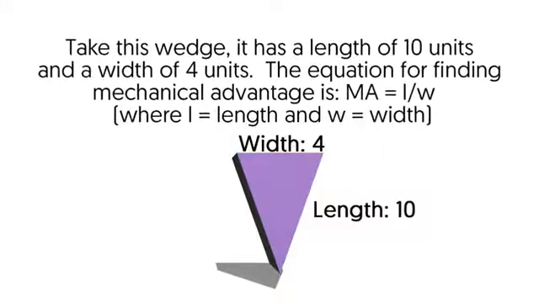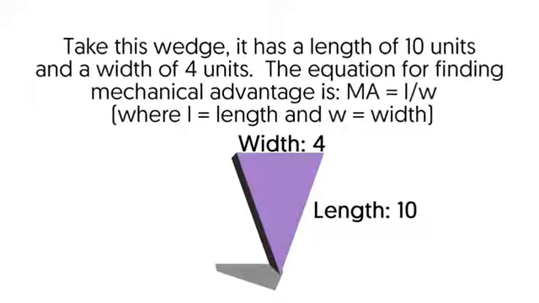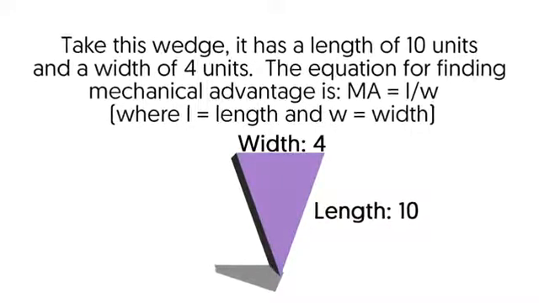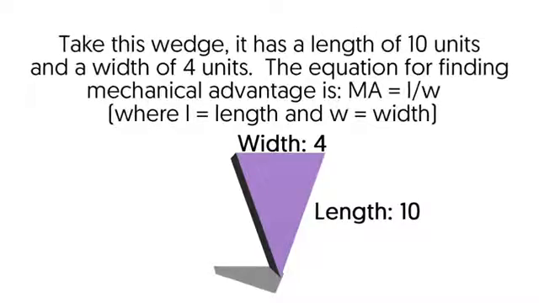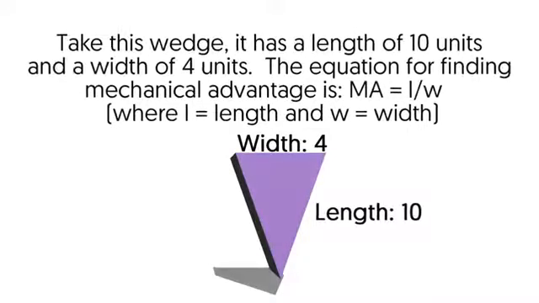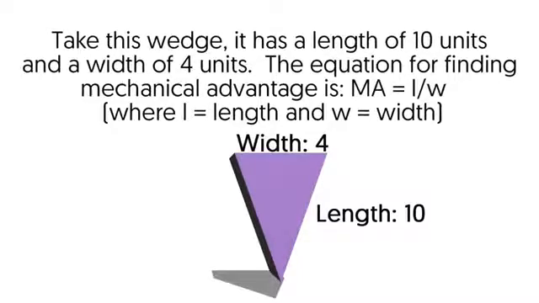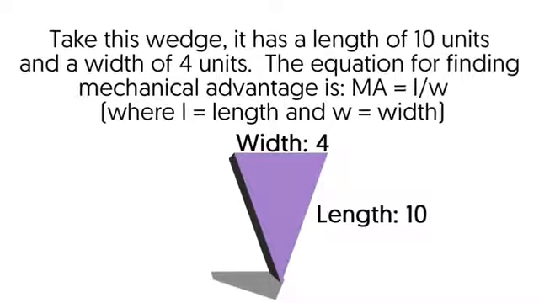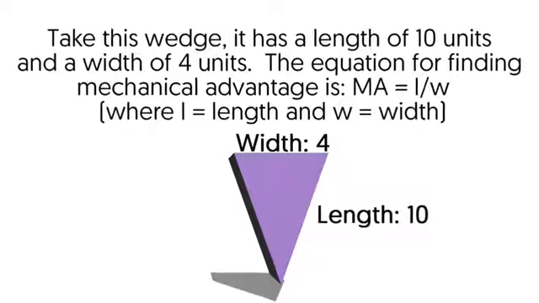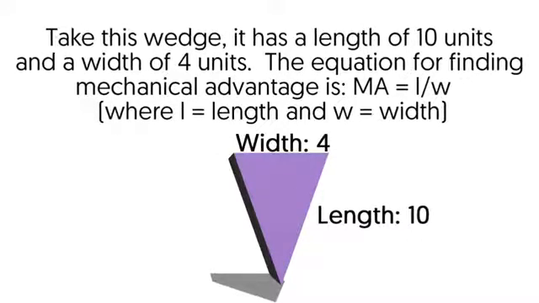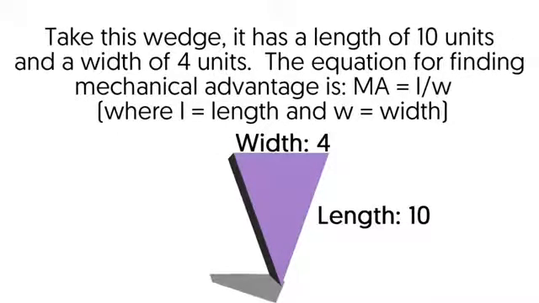Take, for example, this wedge. It has a length of 10 units and a width of 4 units. The equation for finding mechanical advantage is MA equals L over W, where L is equal to length and W is equal to width. So in this case, we divide 10 by 4, which equals 2.5. The mechanical advantage is 2.5.